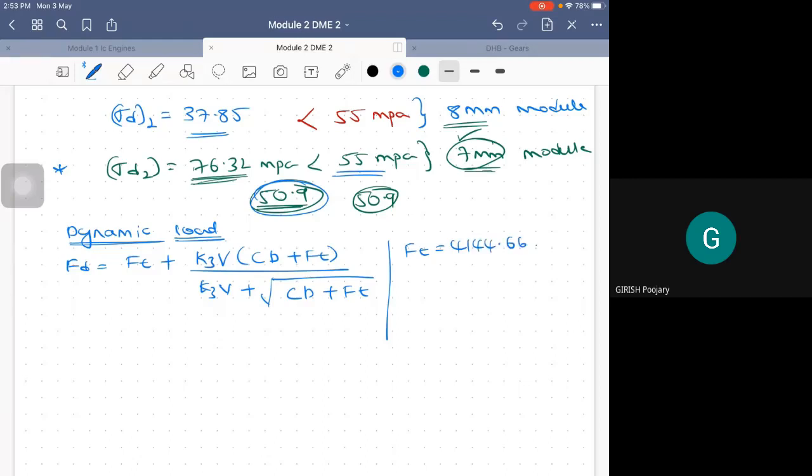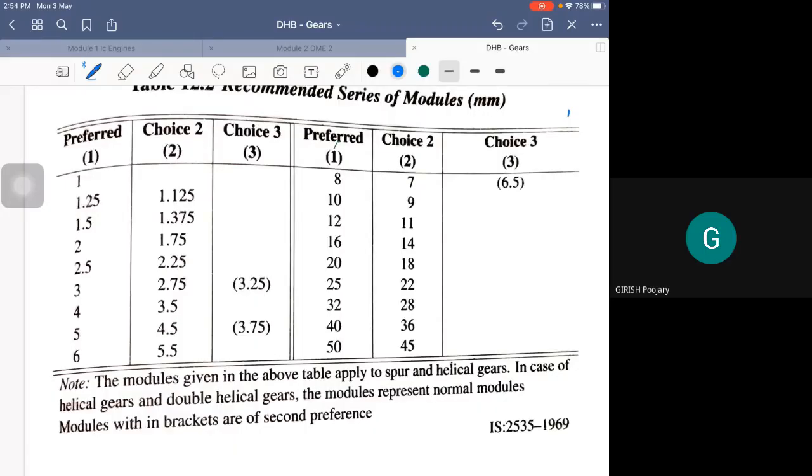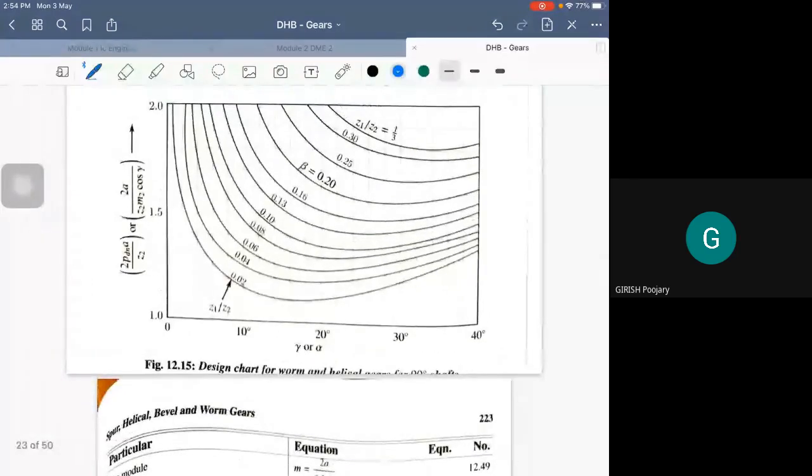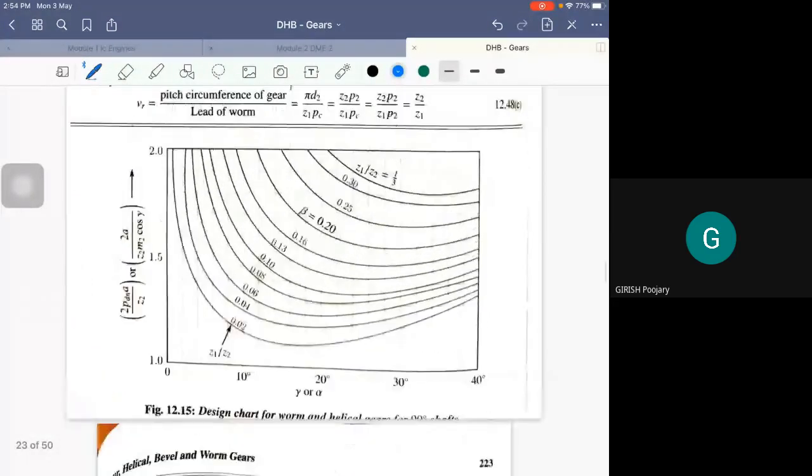4144.66. So that is the FT value. Next. From where do I get the K3 value? It is directly given in the book, I guess. It is 20.67 from the data handbook itself. Very good. How do I get the K3 value was done. Next. How do I get the C value? 12.12 is the C value. What is that 12.12?